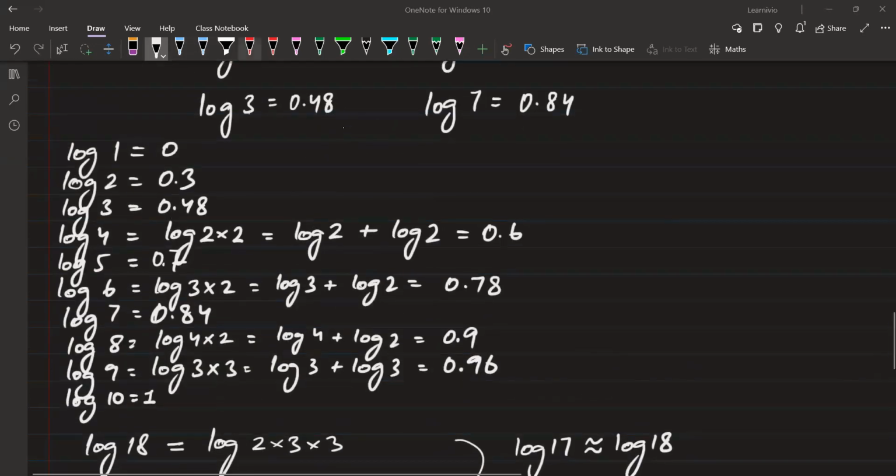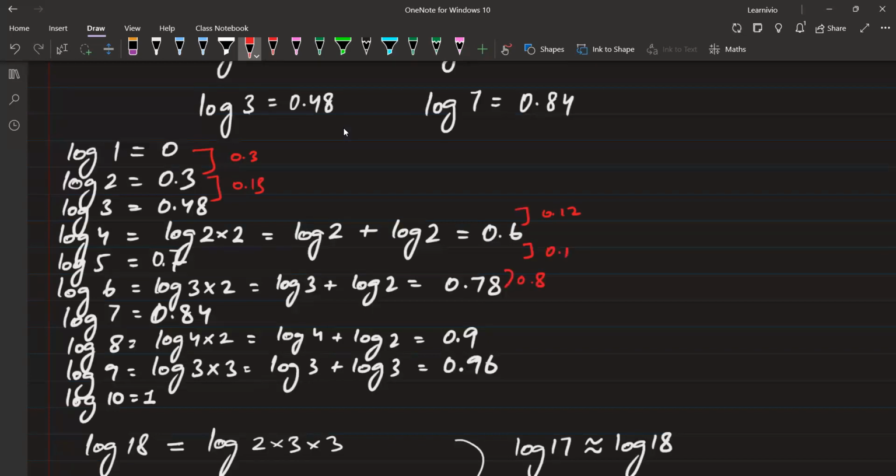As you can see, the difference between log 1 and log 2, it is 0.3. The difference between log 2 and log 3, it is what? 0.18. The difference between log 3 and log 4, it is 0.12. The difference between log 4 and 5, it is 0.1. The difference between 5 and 6, it is 0.08.